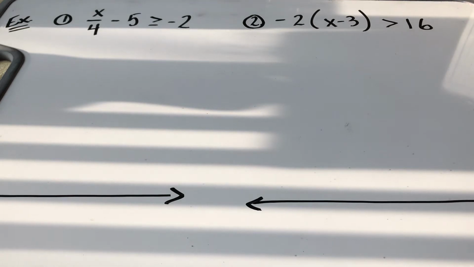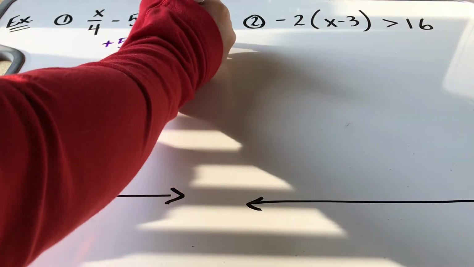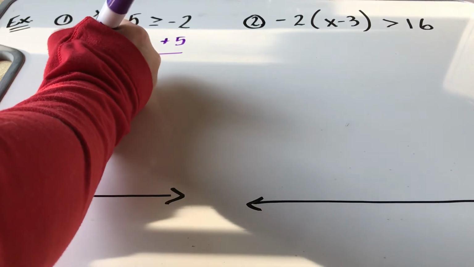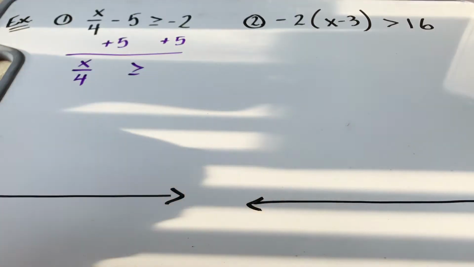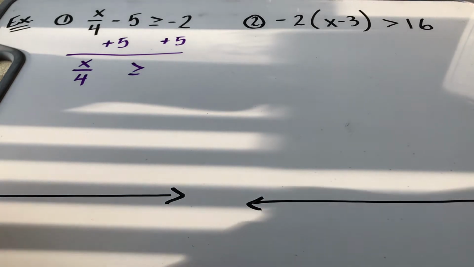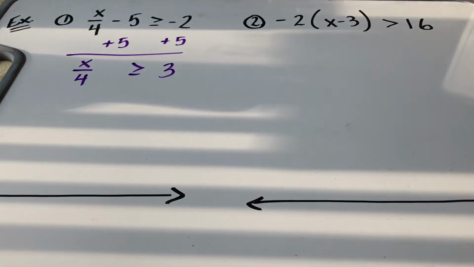First example, we have x divided by 4 minus 5 greater than or equal to negative 2. The first thing we're going to do is start with the negative 5. We want to move that to the other side, so we go plus 5, plus 5. So we have x divided by 4 greater than or equal to, and again, watch your signs, negative 2 plus 5, which is positive 3.